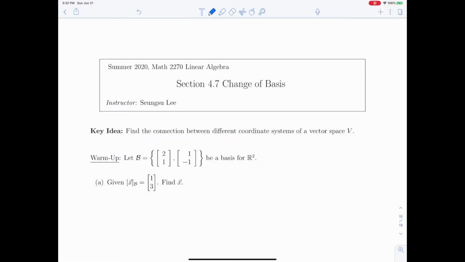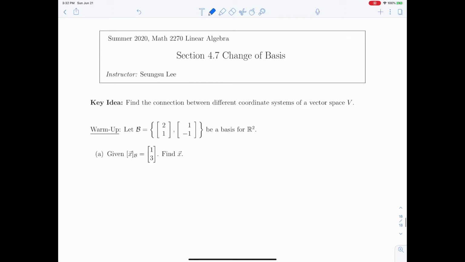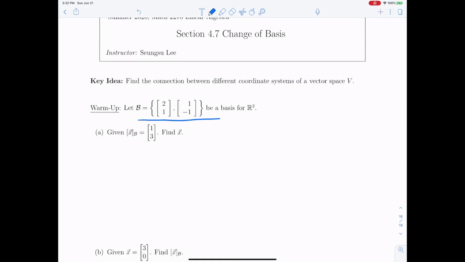So in this section, we're going to find the connection between different coordinate systems of a vector space V. So let's look at the first example. Suppose that B is a basis for R2, and suppose also that the B-coordinate vector of X is given by (1, 3). How do we find the vector X?